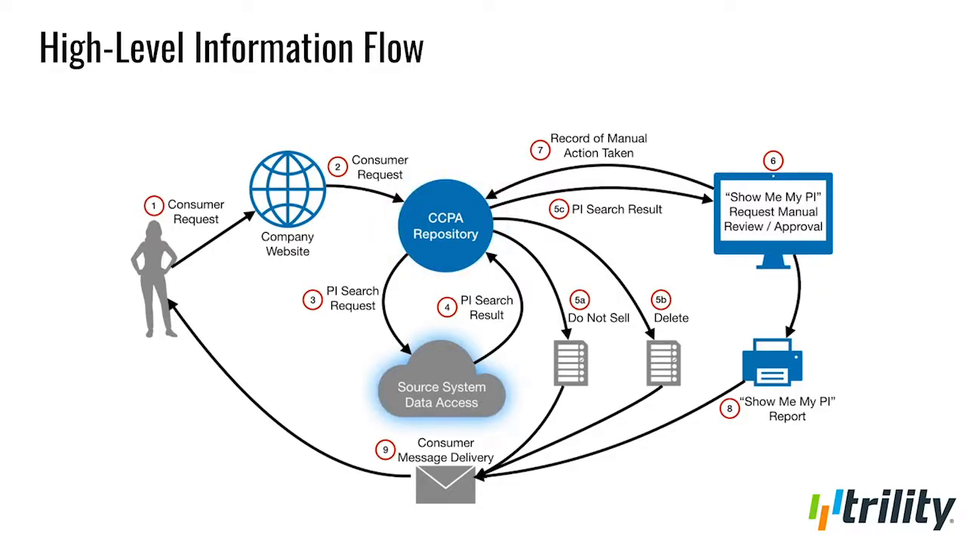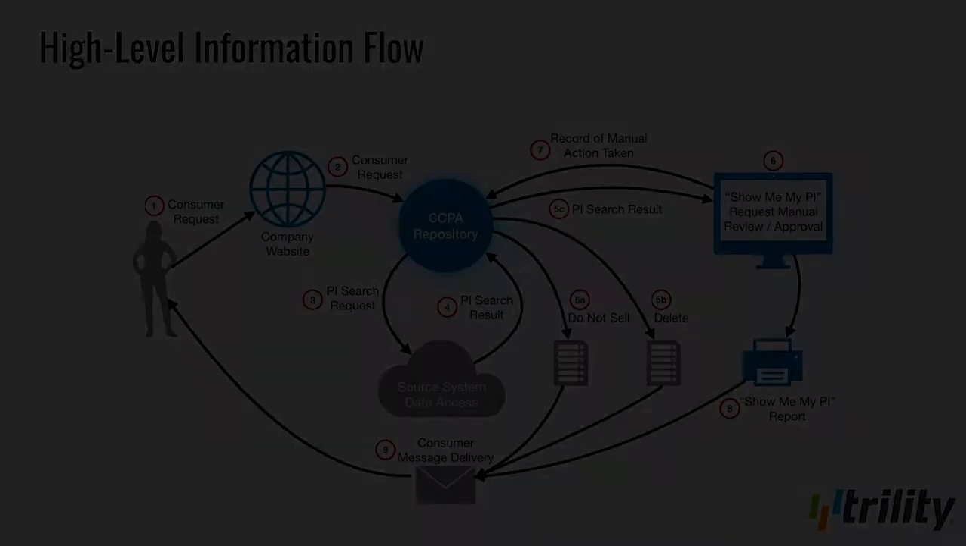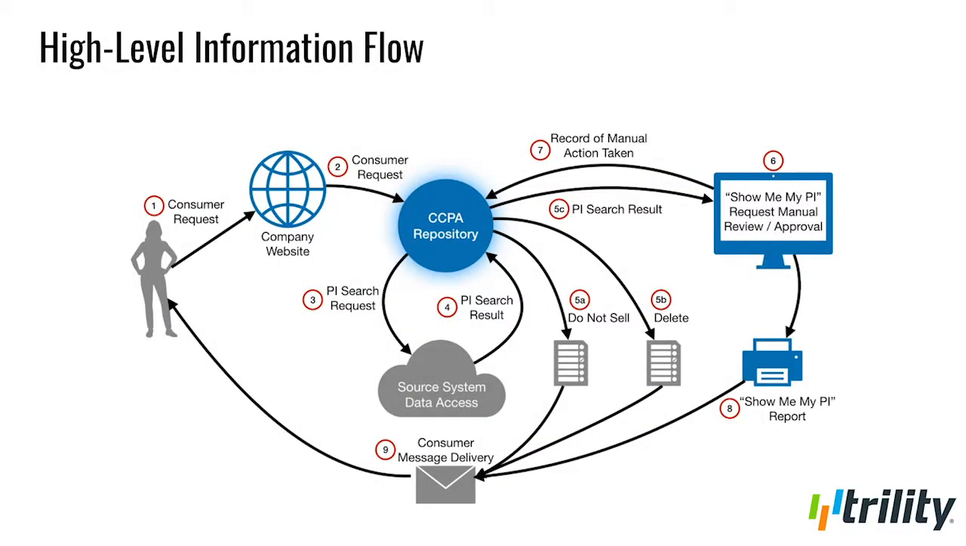In a fully automated solution, the request would trigger a search process of source systems and return the results associated with Connie to the repository. There are three paths Connie's request might take. She may request that her personal information not be sold. She may request that it be deleted. Or she may request to see the personal information your organization has.